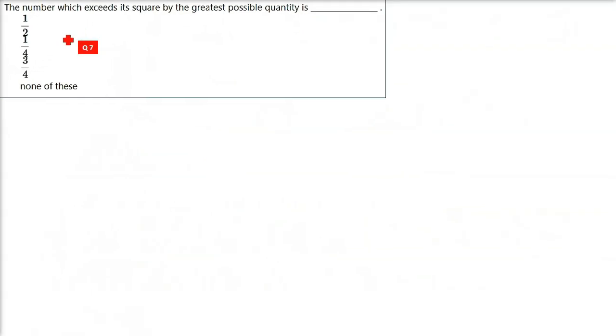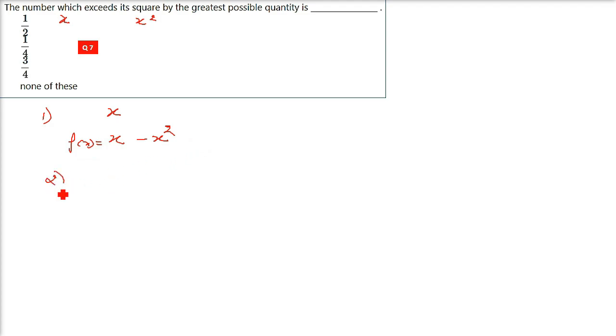The number which exceeds its square by the greatest possible quantity is. Now we have to make an equation here. The only important thing in this question is to make the first equation. So let us assume that the number is x. Now it exceeds its square. What is the square? x². By the greatest possible quantity. x is the number, it is exceeding x², the square of the number. That is the difference between x and x². Whatever this will be, it has to be the greatest possible quantity.